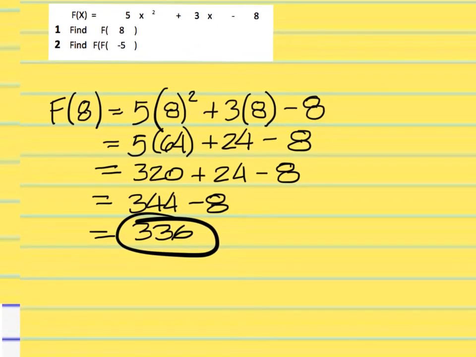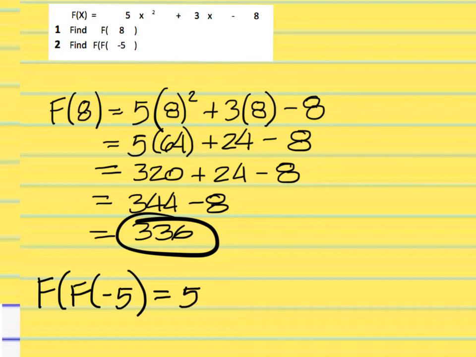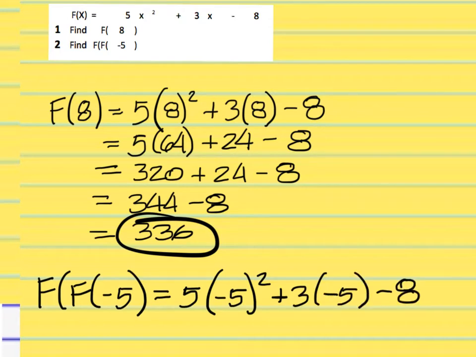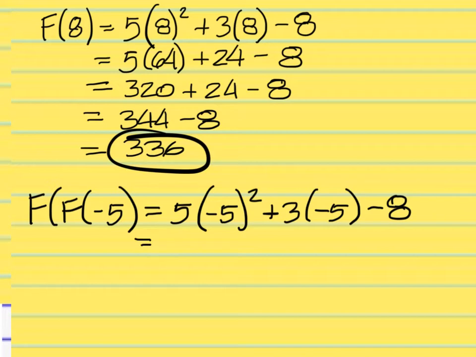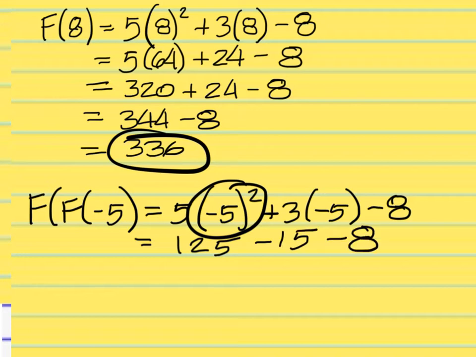And then we have to do f of negative 5. So if I do f of negative 5 first, I get 5 times negative 5 squared plus 3 times negative 5 minus 8. This is 25, and if I multiply it by 5, I get 125. 125 minus 15 minus 8. 125 minus 15 is 110, and if I take away 8, I get 102.